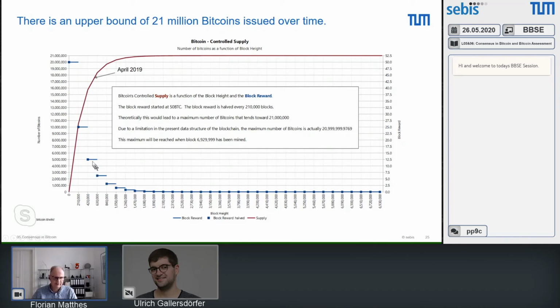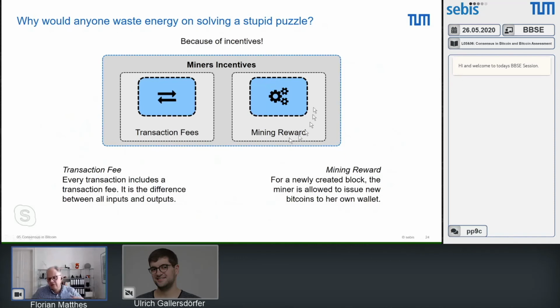coins is decreasing now, and I think some time ago we had the halving event, so that now the number of coins you get for a new block is reduced by half. Yeah. At the same time, this means that people who want to get transactions entered into the Bitcoin blockchain have to pay higher fees.